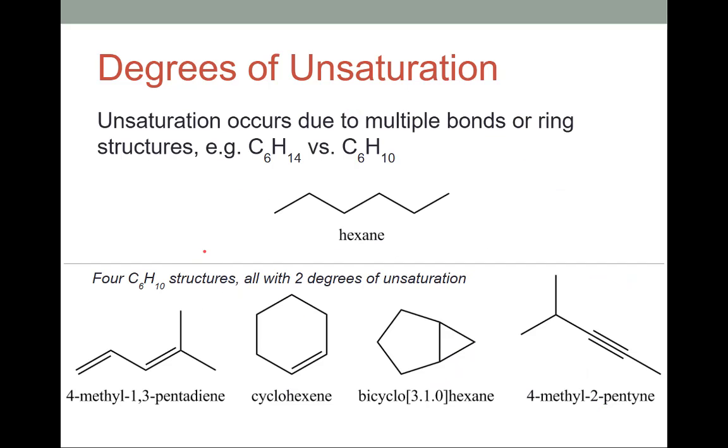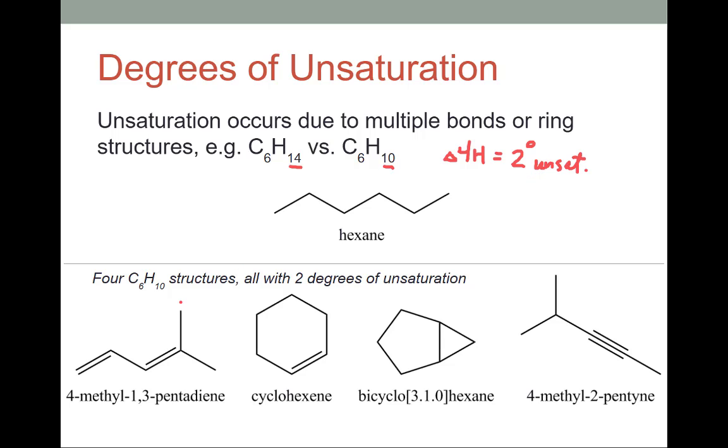Here are a whole bunch of varieties here. Right here at the top is a 6-carbon, fully saturated hydrocarbon, and I've drawn it as the linear hexane. Down below, I have a couple of these that, as we look at the formulas, I go from 14 to 10. So I'm missing 4 hydrogens, which is 2 pairs. So these each have 2 degrees of unsaturation.